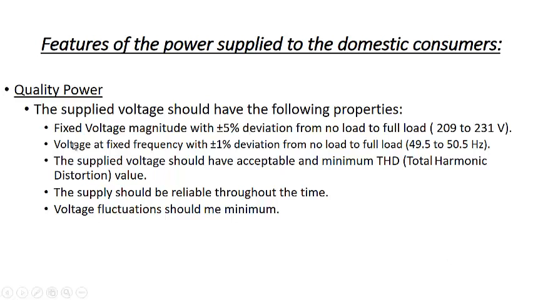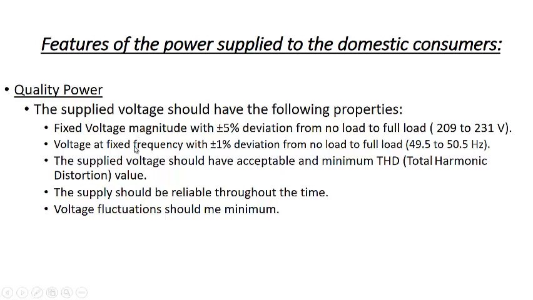The first one is that the voltage magnitude should be fixed. We can allow a plus minus 5% deviation from full load to no load. That means the allowable range of the voltage can be 209 to 231 volts if the rated voltage is considered to be 220 volts.